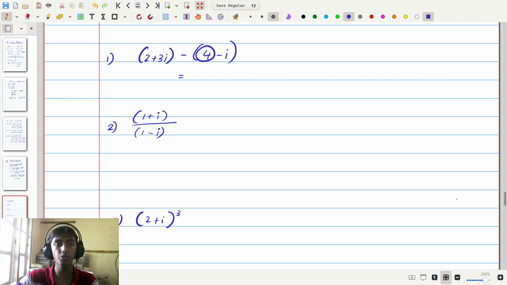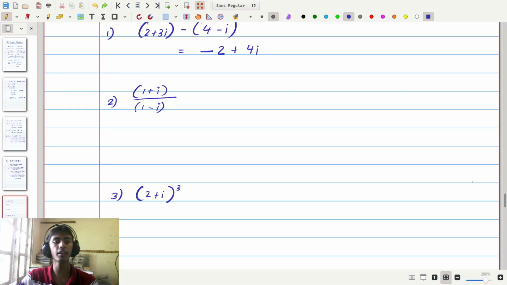2 minus 4 is going to give us -2, meaning that the real part in our answer is going to be -2. As for the imaginary part, we have 3i here and we have -i, and we need to subtract -i from 3i. Subtracting -i from 3i is the same as adding i to 3i, which means we need to do 3i + i for the imaginary part, meaning we're going to get +4i. So (2 + 3i) - (4 - i) is going to be -2 + 4i.